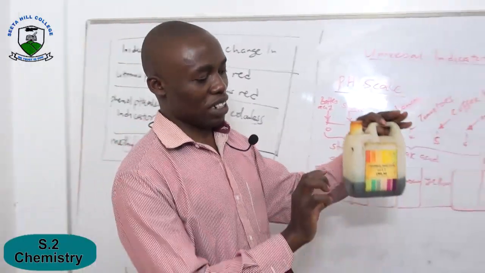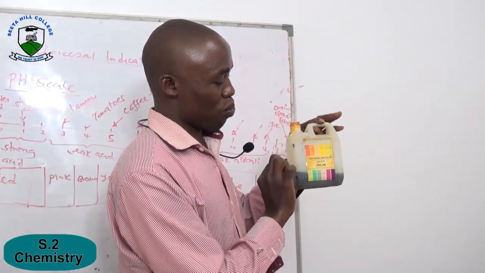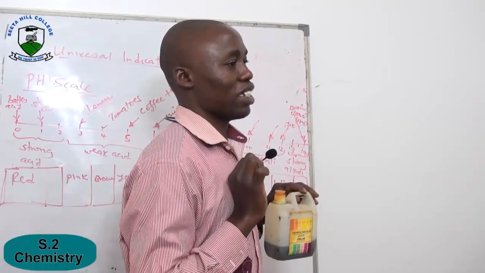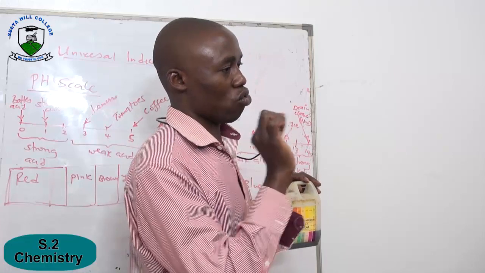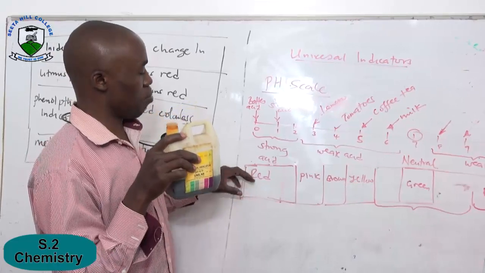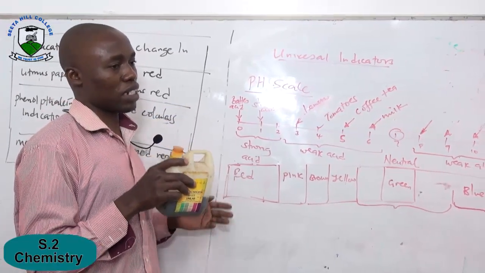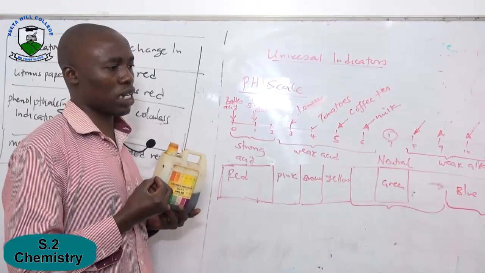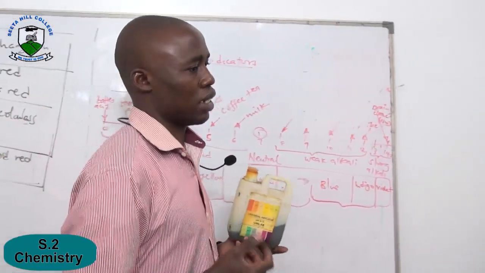That if I got this universal indicator, we are going to get a drop of this and put in that battery acid, then you observe. When you put a drop of universal indicator in battery acid, you will see what? You'll see red. That means it can tell us the actual strength of the acid. A universal indicator is very advantageous in that it tells us the actual strength of the acid.